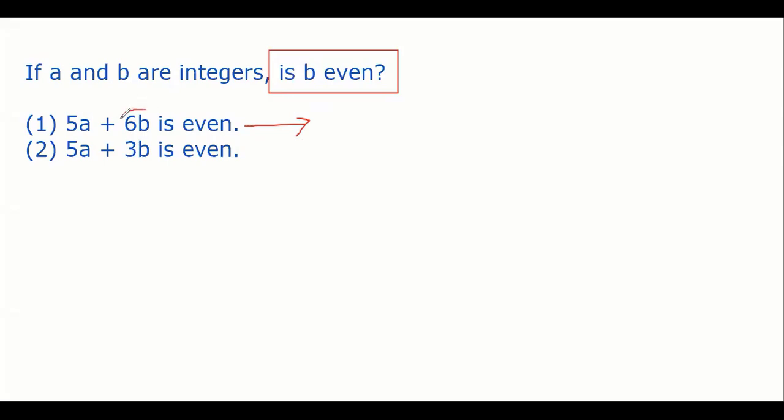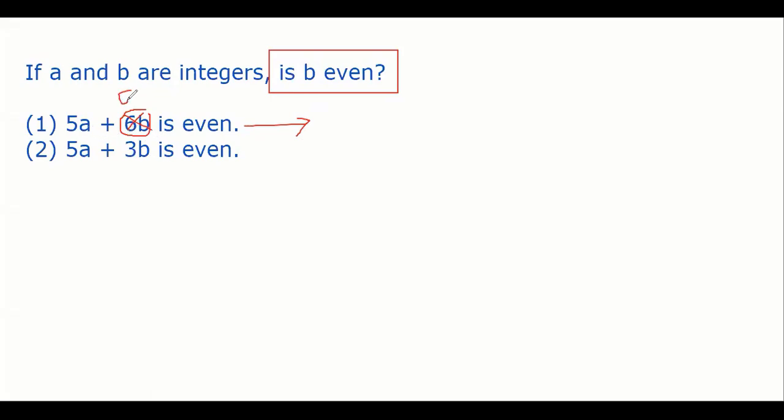See 6B. Whether B is odd or even, 6B will always be even. Correct? Whatever value of B, odd or even, 6B is always even, right guys? If B is odd, say B is 1, then 6 into 1 is 6, so even. If B is 2, again 6B is even. So 6B will always be even, so forget it. This is not useful.